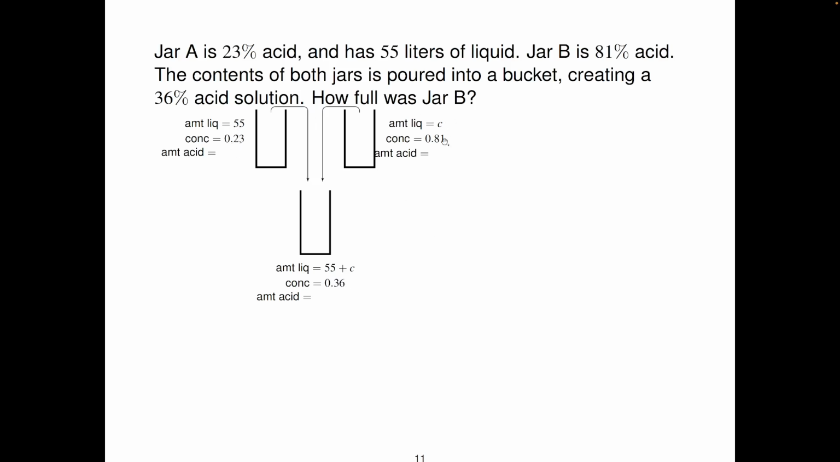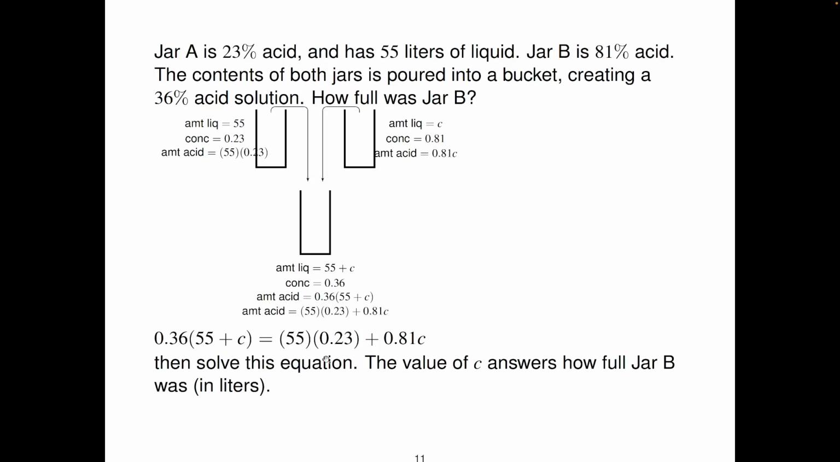Now that two out of three spots are filled in, we can use the equation to fill in the other spots. Okay, this times this is this, times this is this, times this is this, and finally the amount of acid down in the bucket can be written another way. It's how much acid is contributed here plus how much acid is contributed there. Now the two different looking ways of the amount of acid for the bucket we set equal to each other, and I'll leave it to you to solve this equation. By the way, the value of c actually answers how full the jar was, in liters.